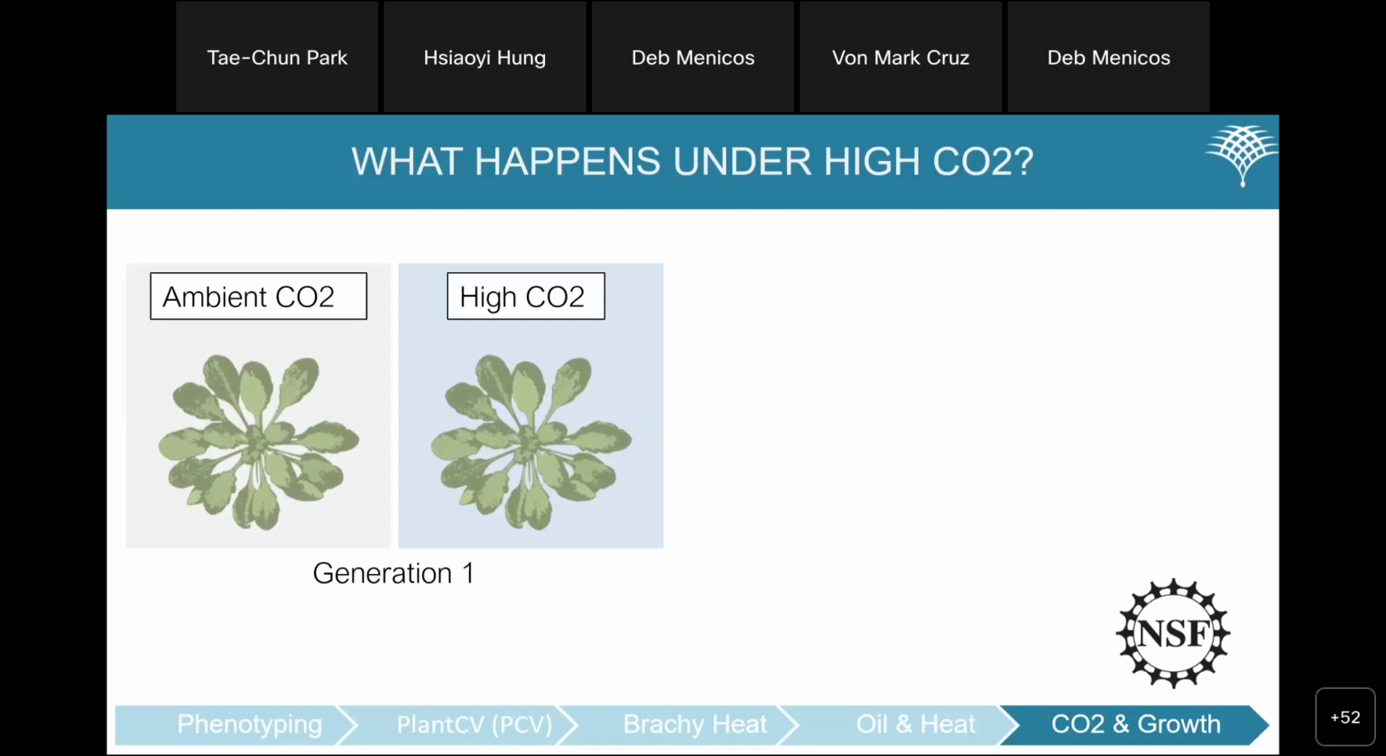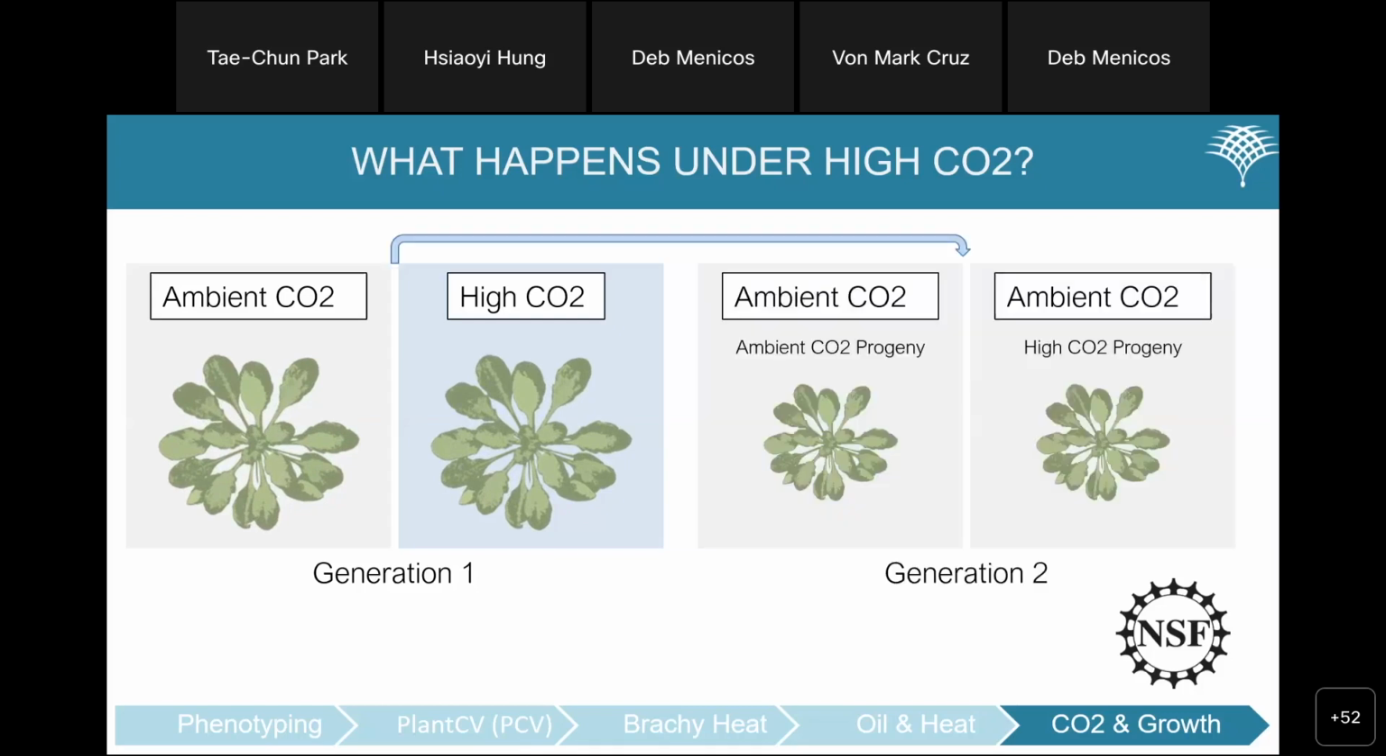Then we are taking the progeny of those plants, and we're seeing if these phenotypes from generation 1 persist to generation 2. So, just as an example, if the high CO2 lines were larger in generation 1, does that phenotype persist into generation 2, even though they are in ambient CO2 conditions? And we're not just doing this in Arabidopsis, although there are a lot of advantages of doing that.